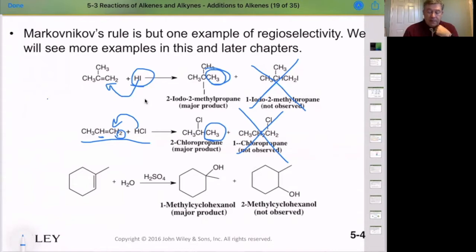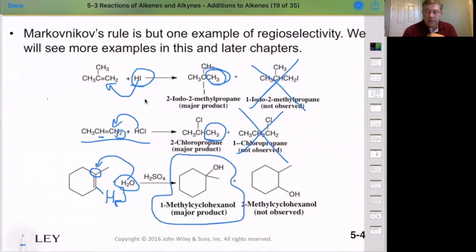In the case of hydrations, we're going to be adding water completely across that double bond, meaning the hydrogen is going to go on one side and the OH is going to go on the other. Because there's a hydrogen here and there are no hydrogens on this carbon at all, the hydrogen is going to go here and the OH is going to end up here, leading to our major product. And again, the other product is not observed. So Markovnikov's rule tells us that hydrogen will always add to the carbon with the most hydrogens.